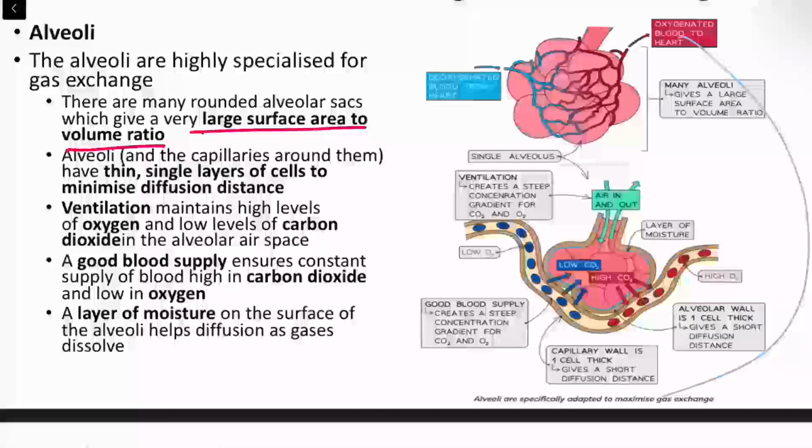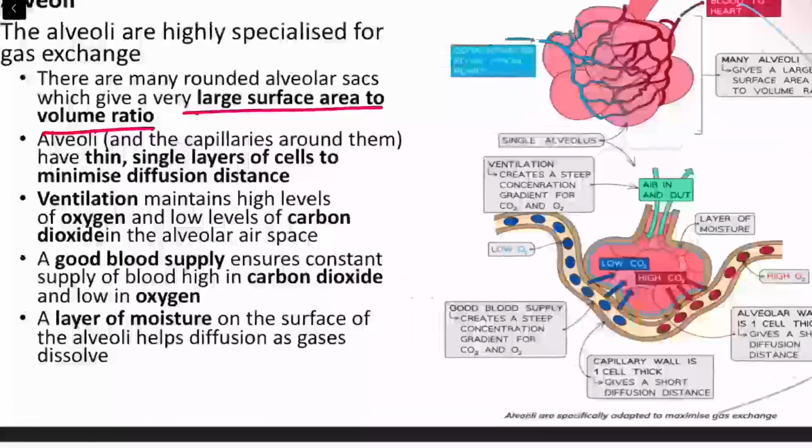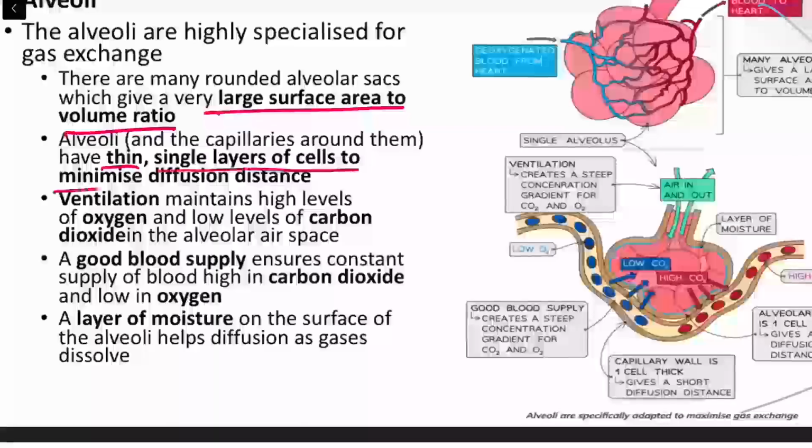One tennis court, if you open the alveoli in our lungs and put it flat, you can cover one entire tennis court. Why? They're small. Alveoli are thin and a single layer of cells to minimize diffusion distance.